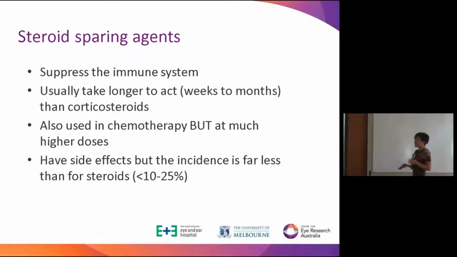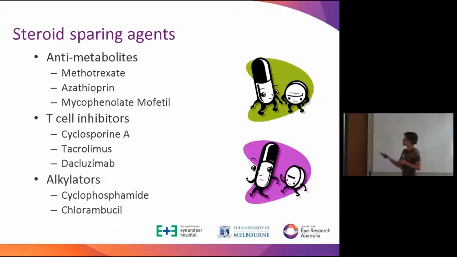They all have side effects, these steroid-sparing agents, but it's far less than that for steroids, okay? It's around about 30, 40%, depending on your patient. So what are we talking about here? We've got the antimetabolites: methotrexate, azathioprine, mycophenolate. We've got the T-cell inhibitors, cyclosporin and tacrolimus. And you've got the alkylators, which I have to admit I don't really use very much anymore, despite the fact that they're cheap, because of their toxicity profile.